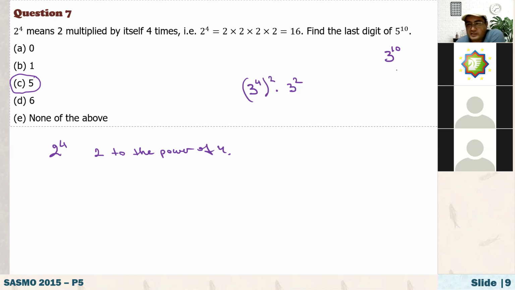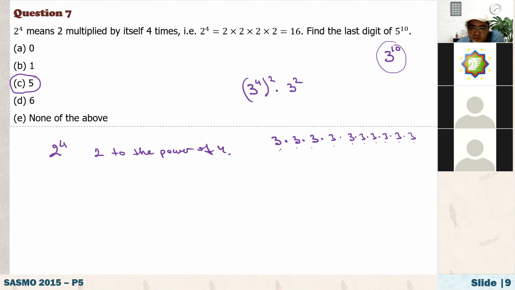You should just write it like this, 3 to the power of 10, right? By definition, what is it? It is 3 times 3 times 3 times 3. Actually, I need to write 10 times here. 1, 2, 3, 4, 5, 6, 7, 8, 9, 10.